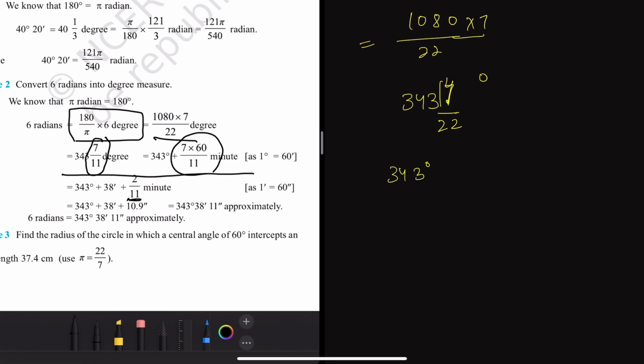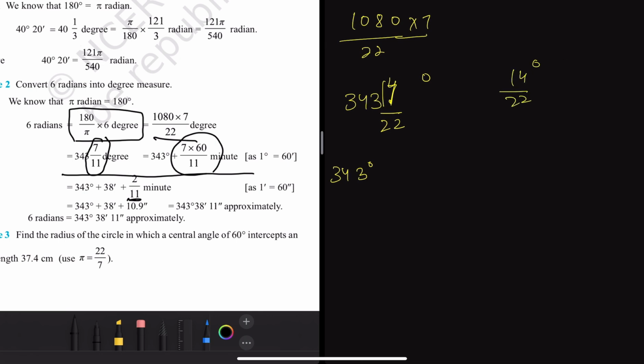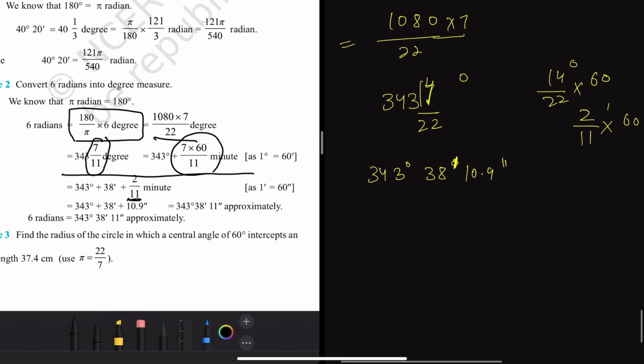So 343 degrees is fixed. Now you have 14 upon 22 degrees to convert. To convert this into minutes, you will multiply it by 60. After you multiply it by 60, you will get 38 minutes full, and then you will be left with 2 upon 11 minutes which are not fully divided. To convert this into seconds, you will multiply it again by 60, and now also it is not fully dividing, you will get 10.9 seconds, but you can approximate this value to 11. So your answer is 343 degrees 38 minutes and 11 seconds.